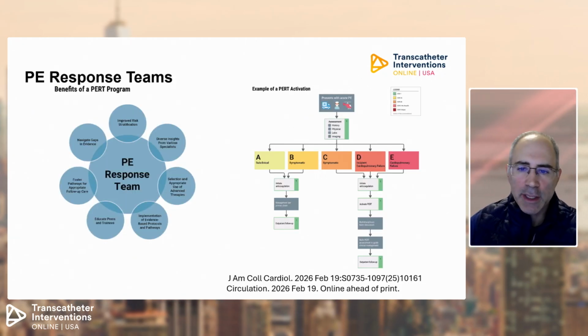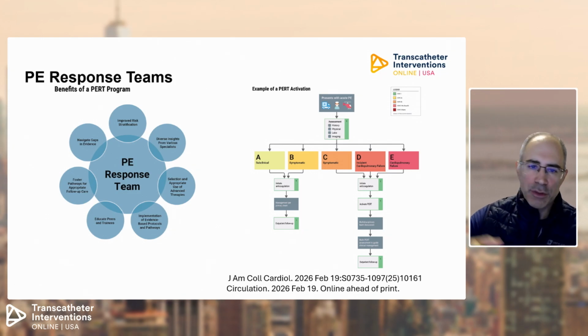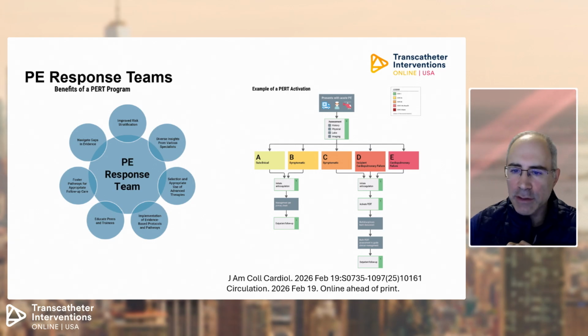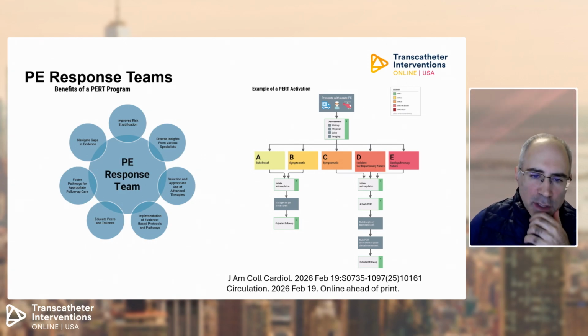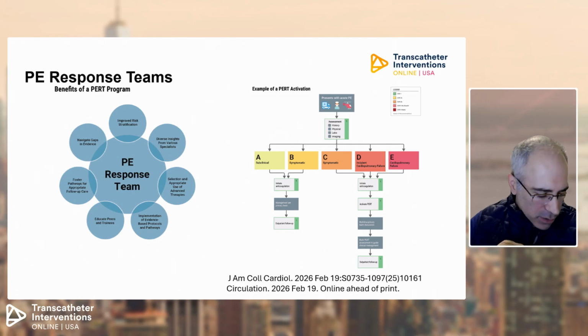Very important recognition in the 2026 AHA-ACC guidelines is the pivotal role that PE response teams play for risk stratification, for access to advanced therapies, for essentially weaving a thread throughout the continuum of care and making sure that where there's evidence, patients receive evidence-based care. Where there's lack of evidence, there's a consensus approach. You can see here in the diagram that it's really for C, D, and E that PE response teams are the key point here.